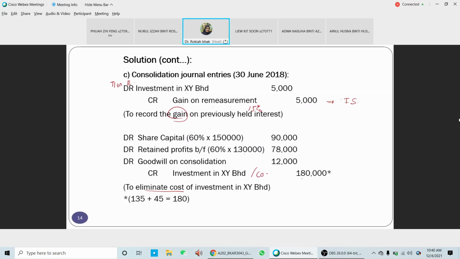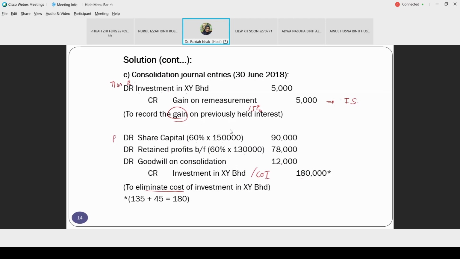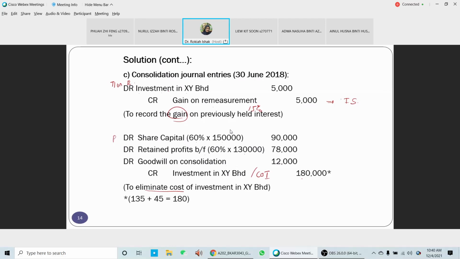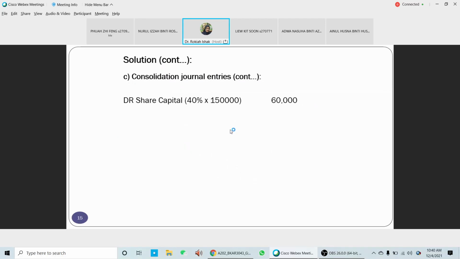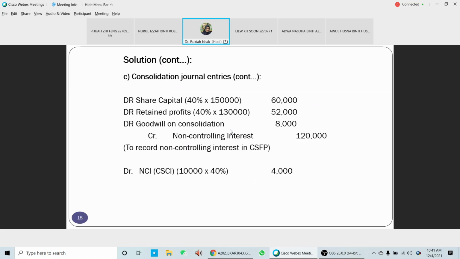Okay, for the NCI here, NCI is going to have two journal entries. One journal entry here is to record, actually we prepare this one first, the allocation of profit. And then the second journal entry is to record the NCI's share of NIA. Okay, we look at the profit first. Okay, the profit that we have here is 10.